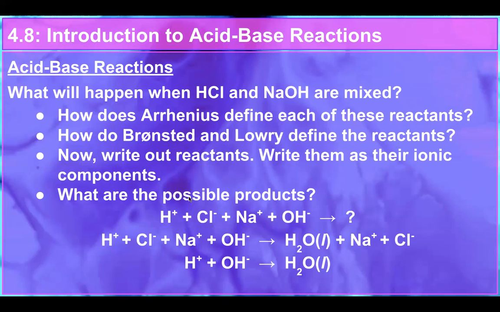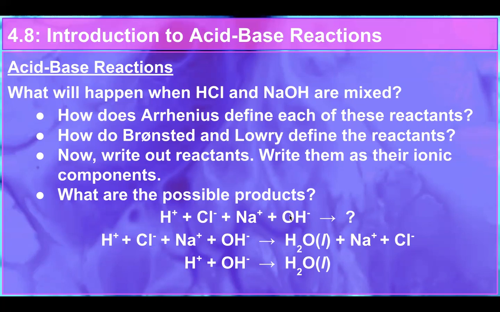So Arrhenius defines hydrochloric acid as the acid because it releases hydrogen in solution. And he also defines sodium hydroxide as a base because it would release the OH minus in solution. Bronsted and Lowry define them as the same acid and base, but because HCl would donate a proton, making it the acid, and then NaOH would break apart and form the hydroxide, which would accept a proton, that would make it the base. Okay, so the ionic components, we have H plus, Cl minus, Na plus, OH minus.